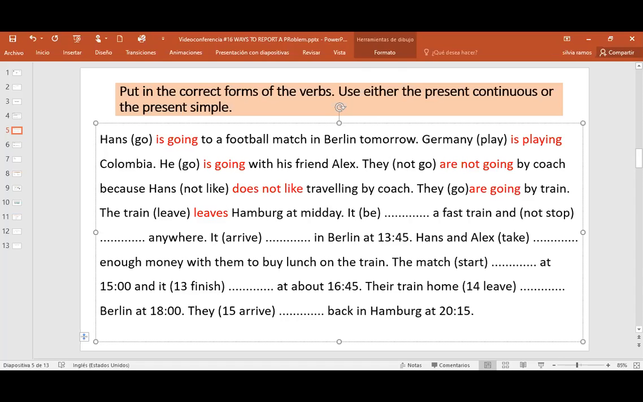I was telling some of your classmates, this is like when you go to the bus stations in San Salvador, right? You go there and you see the signs. Santa Ana, 1 p.m. Sonsonate, 1:30. Those buses have a schedule, and the schedules are activities that happen every day. Those are routines. So the train leaves Hamburg at midday. What happens next, Emerson? It is a fast train and does not stop anywhere.